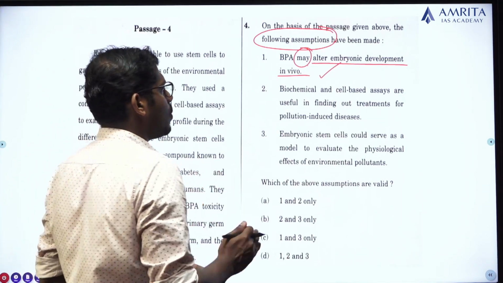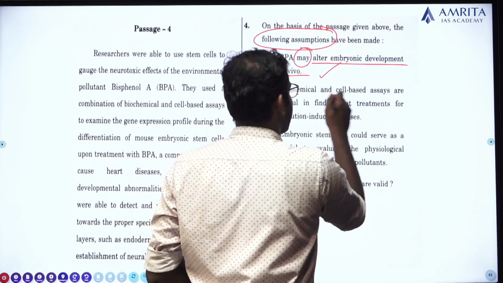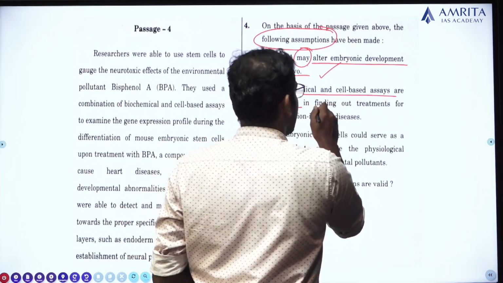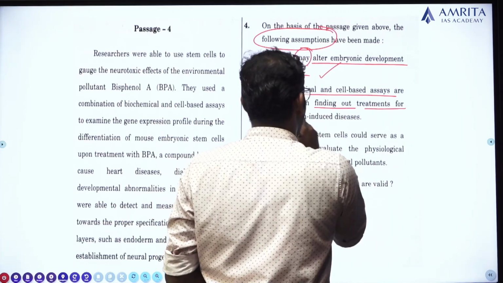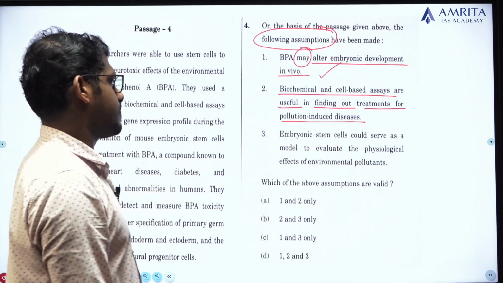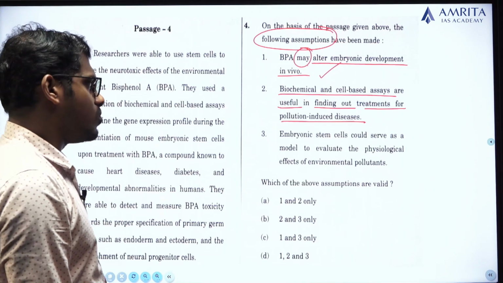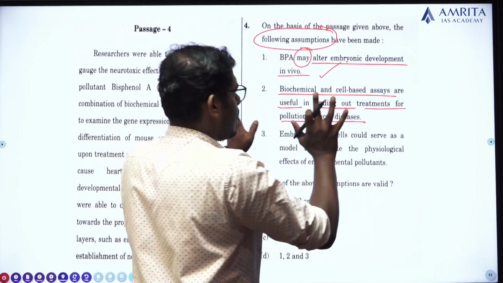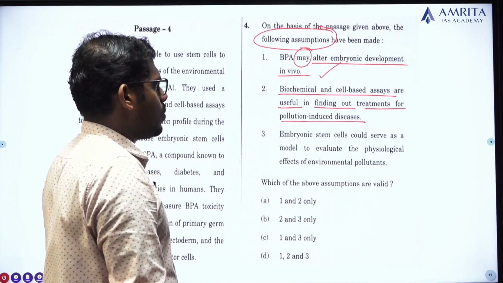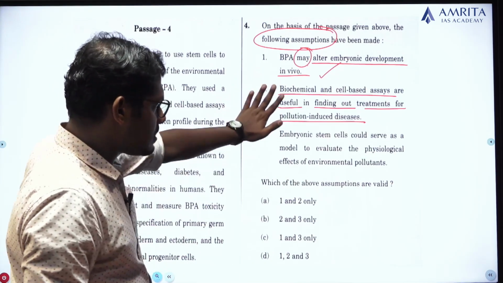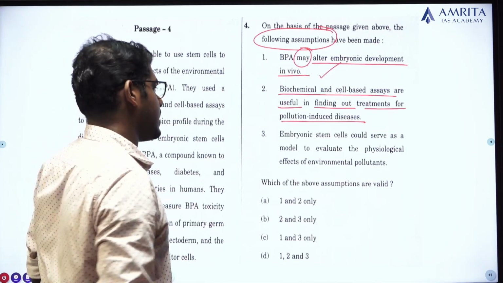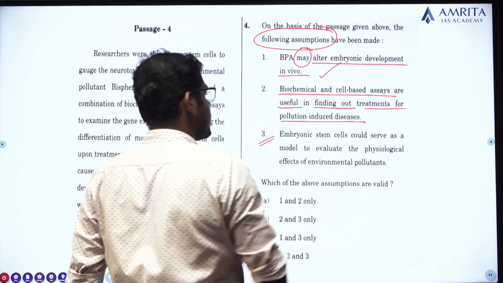Second one: biochemical and cell-based assays are useful in finding out treatments for pollution-induced diseases. Okay. I cannot say whether it is right or wrong. I am keeping this statement in reserve. I am moving to the third one.